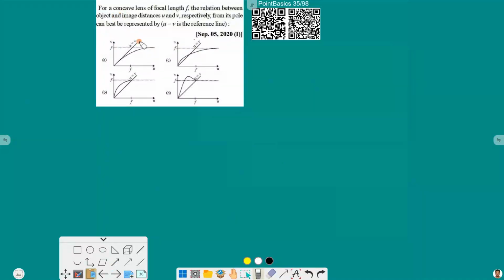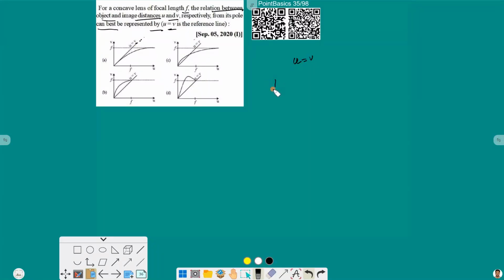For a concave lens, the focal length f, the relation between the object and image distance u and v respectively from the pole can be best represented by u is equal to v as a reference line. So we have to represent it with respect to u is equal to v here. We can see that this is the u is equal to v reference line.